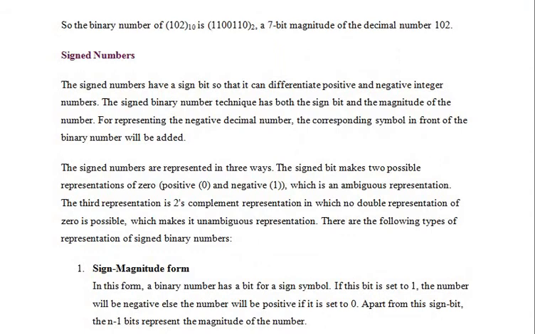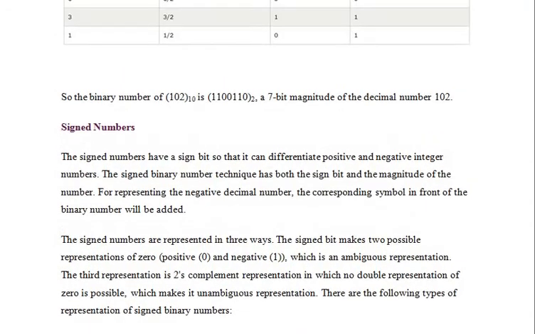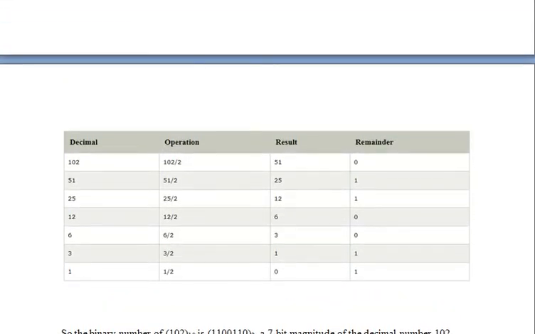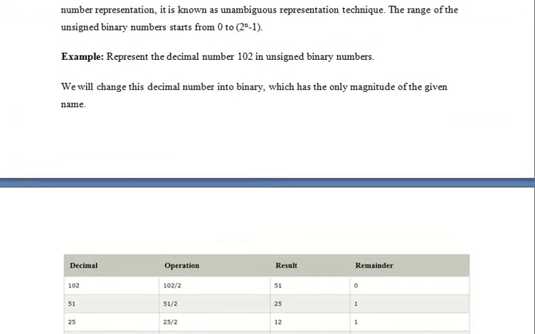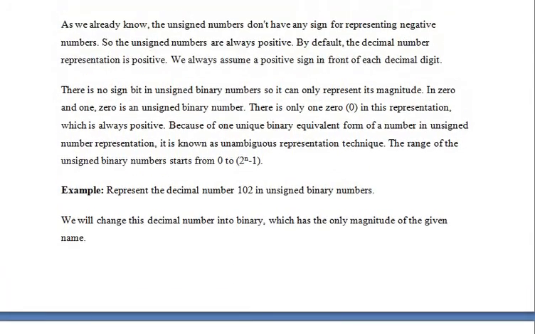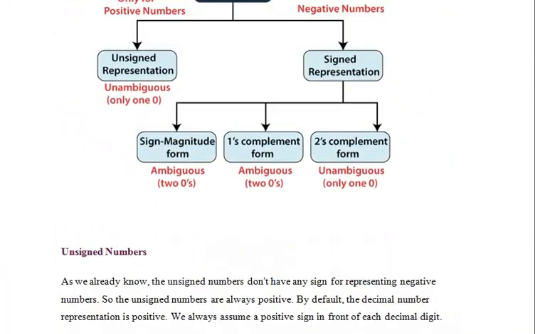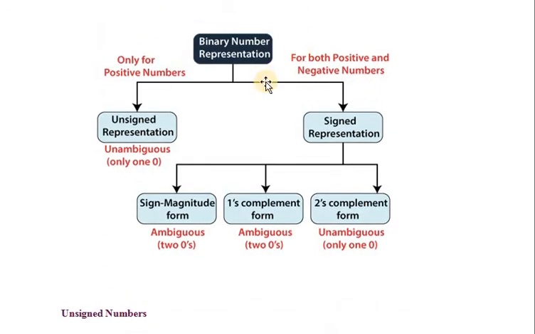Okay, I will explain in Tamil also. So listen students. Binary number representation is divided into two types. One is unsigned representation, only for positive numbers.